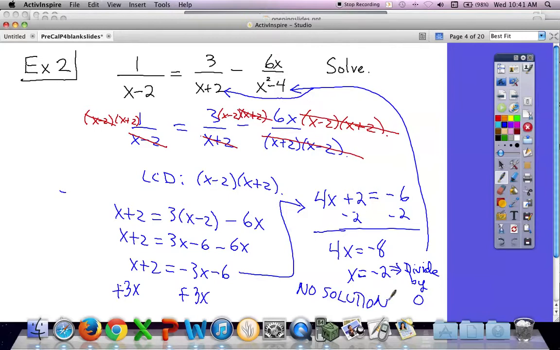We found this specifically sometimes with rational equations, sometimes with radical equations, that when you check, it doesn't work. Usually you call that extraneous.